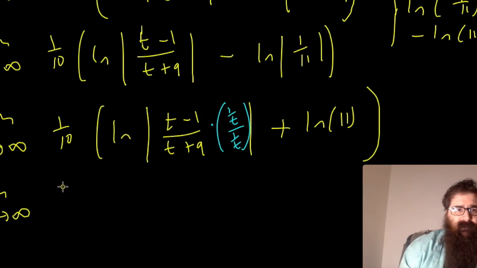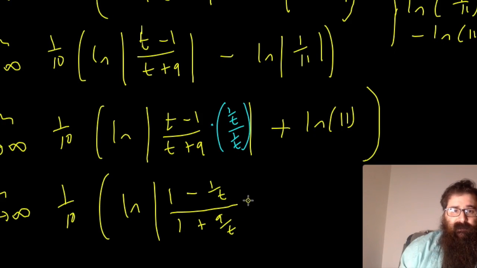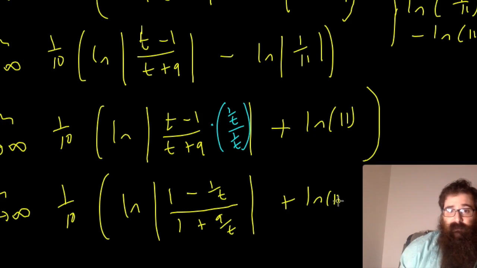Limit as t goes to infinity, 1 over 10. And then in parentheses, I have natural log absolute value of t divided by t is 1 minus 1 over t, divided by t is going to give me 1, plus 9 times 1 over t is 9 over t, and then I still have this plus ln 11, sort of loitering, right?